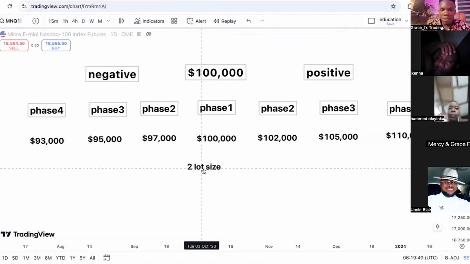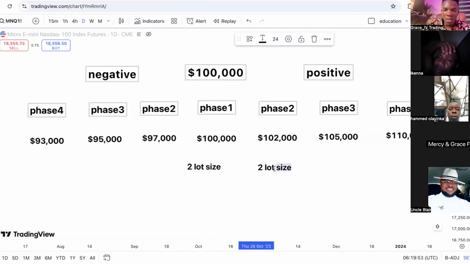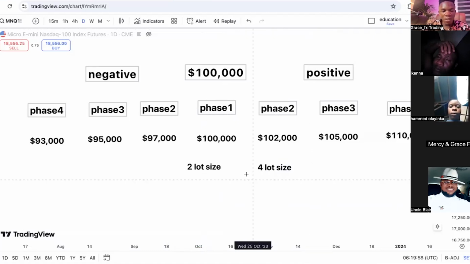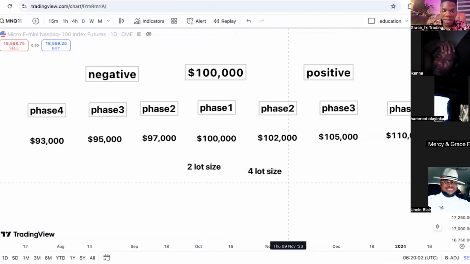When you get here, because at this point it has changed to 1% risk, it will be 4 lot size. Okay, 4 lot size per day. And for me, at this point, it is 4 lot size continuously.